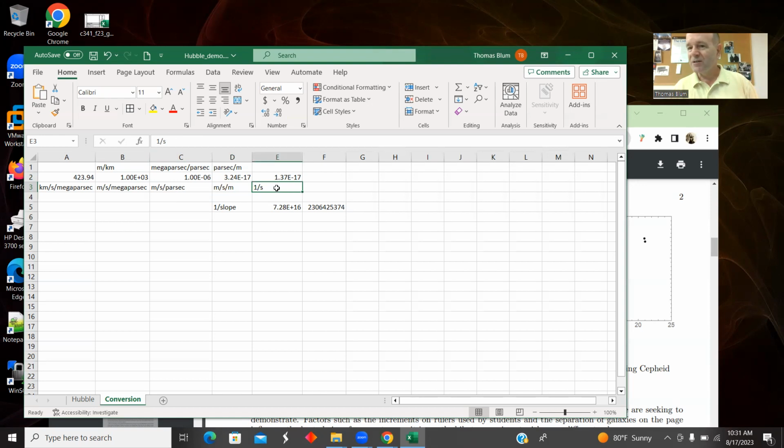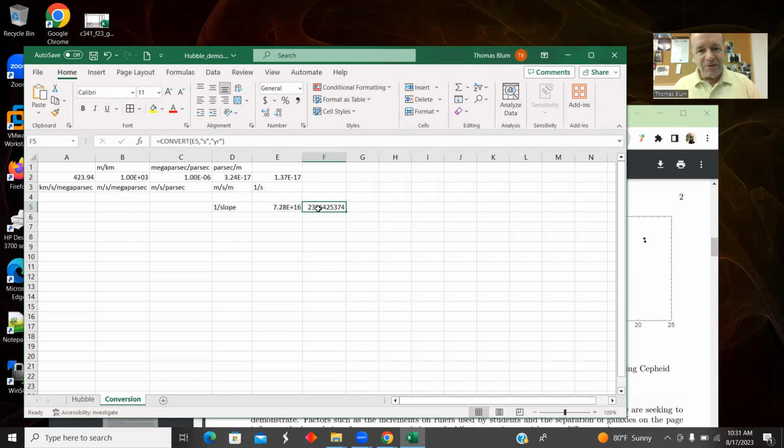And then so if I turn it upside down, 1 on E2, then I get something that is seconds. And then I used convert to convert those seconds into years. So this is the reciprocal of that slope in terms of years.